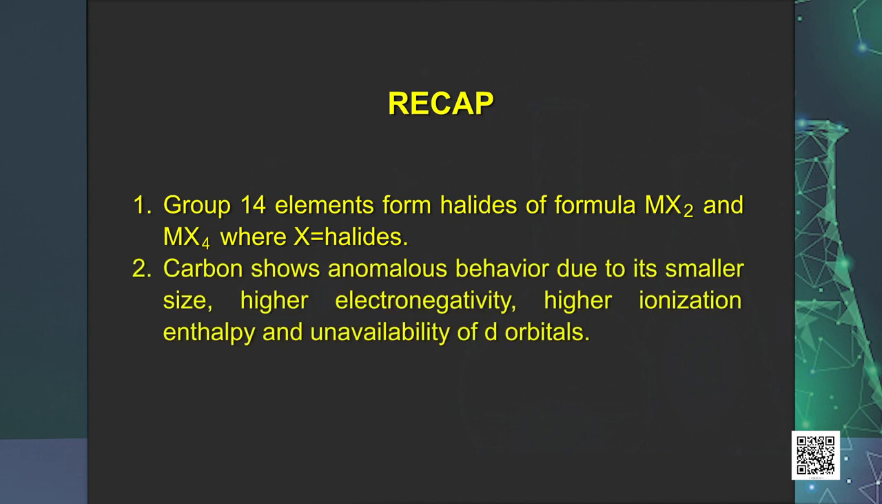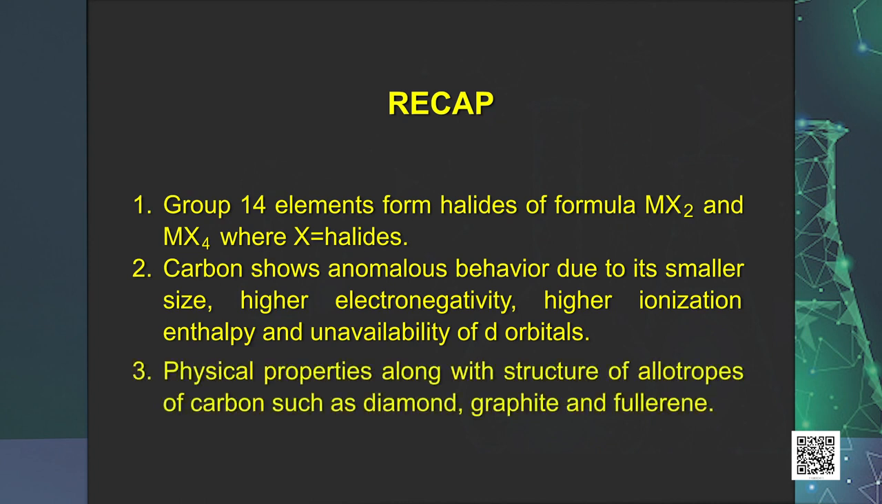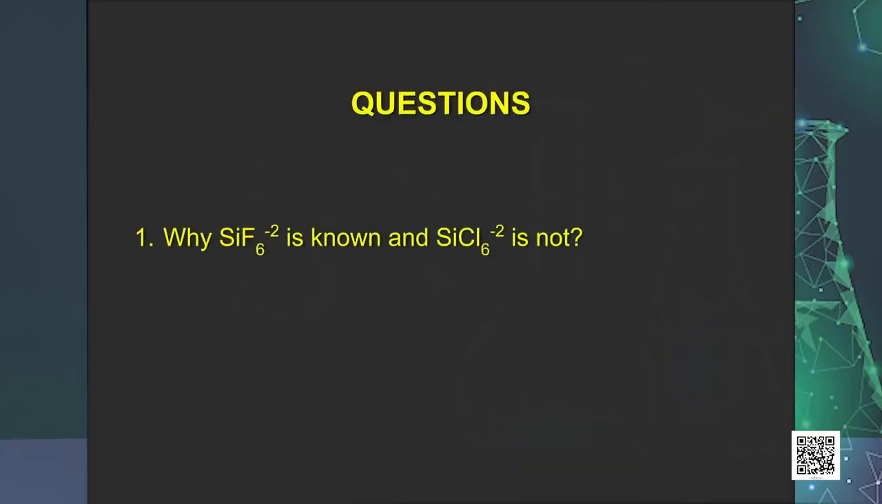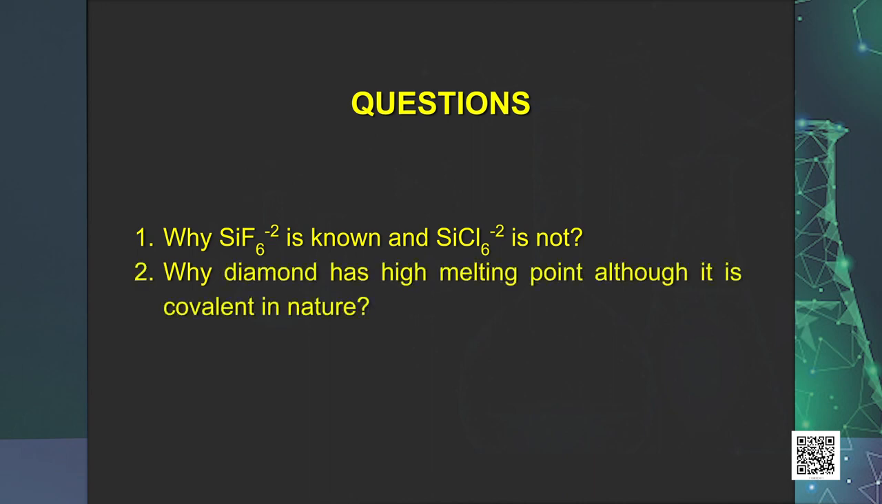Carbon shows anomalous behavior due to its smaller size, higher electronegativity, higher ionization enthalpy and unavailability of d orbitals. Physical properties along with structure of allotropes of carbon such as diamond, graphite and fullerene were also studied. Before ending this session, let me leave you with some questions to figure out. Question number 1 is, why is hexafluorosilicate known and hexachlorosilicate is not? Second question is, why does diamond have a high melting point although it is covalent in nature?